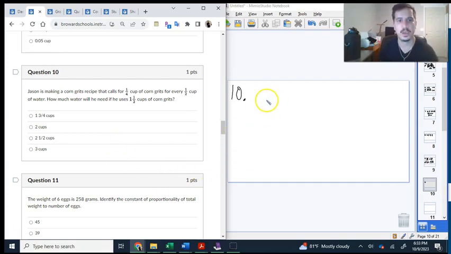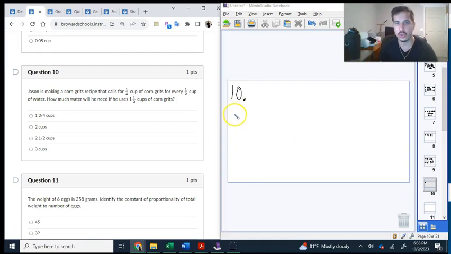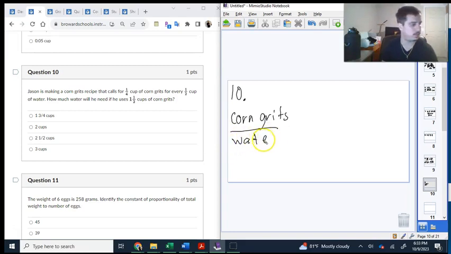So, bat and ball method all the way, okay? This is how we work this out. We're going to do corn grits to water. So what I'm going to do is 1 over 4, 1/2 equals 1 and 1/2 to something.